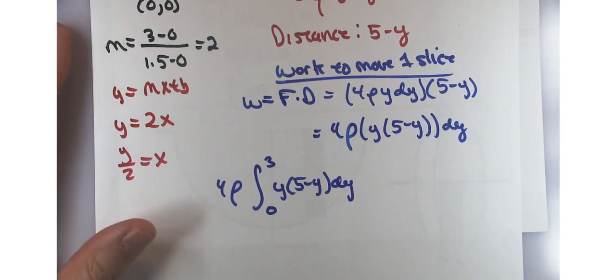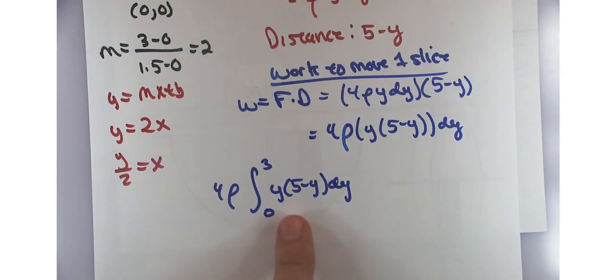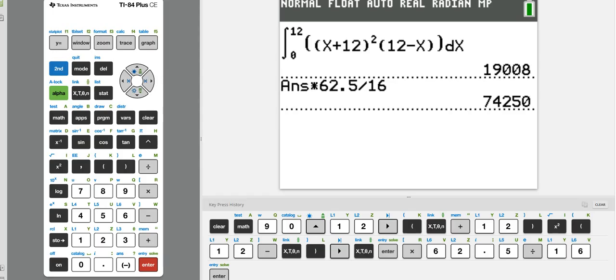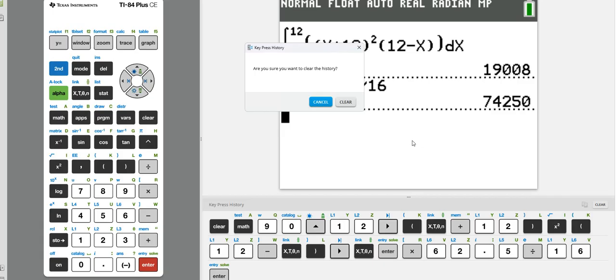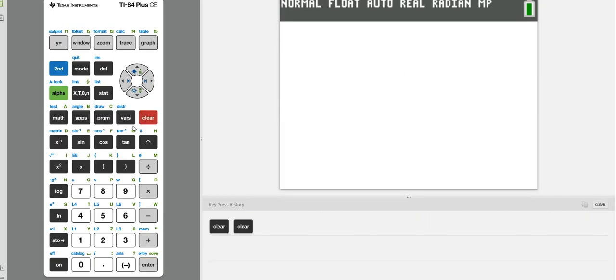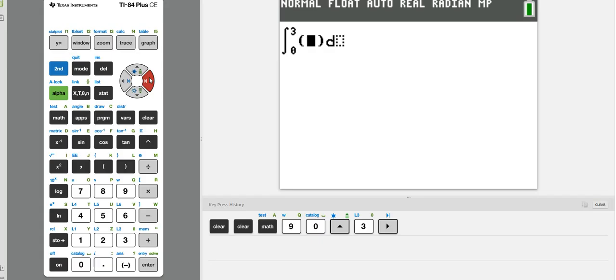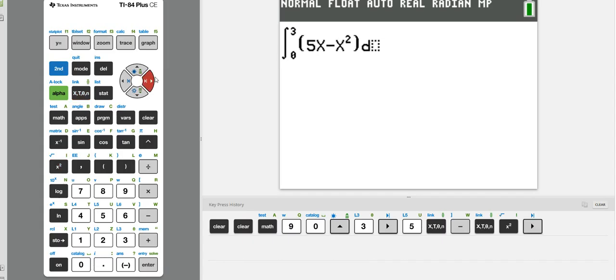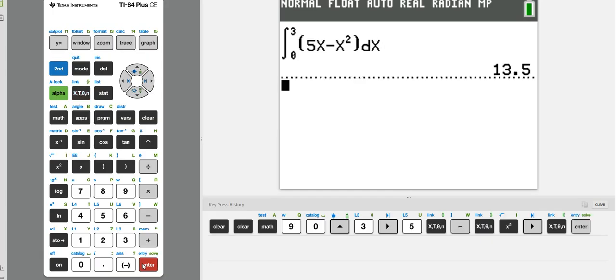Nice. Let's bump this one out on fnInt. It's just a polynomial. So math 9, 0 to 3. Now you can leave it factored, or you can multiply it out. I'm just going to multiply it out, and I'm going to use x in place of y. So 5x minus x squared dx. Bam. So if I multiply that by 4, that should be 54.